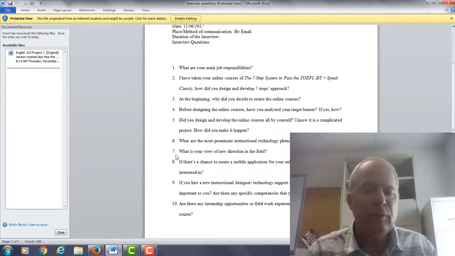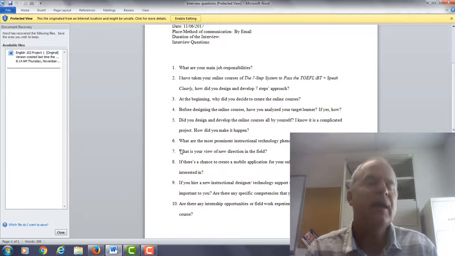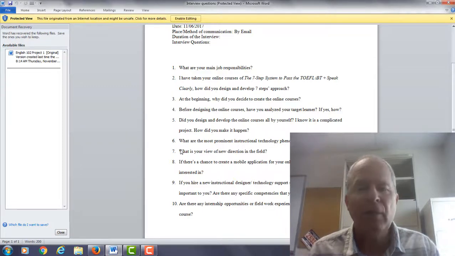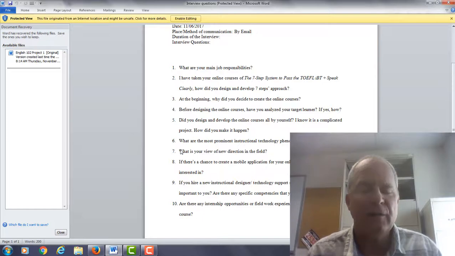Number 7, what is your view of the new direction in the field? It's positive. I think developing things and taking our current courses and extending those, even making them either hybrid or online courses, I think that's a positive thing. Anything that we can do to make learning more accessible to our students, I think that's a good thing. For example, I have students who take my online course who cannot attend a university. So I'm very happy that I can offer that instruction to those students.